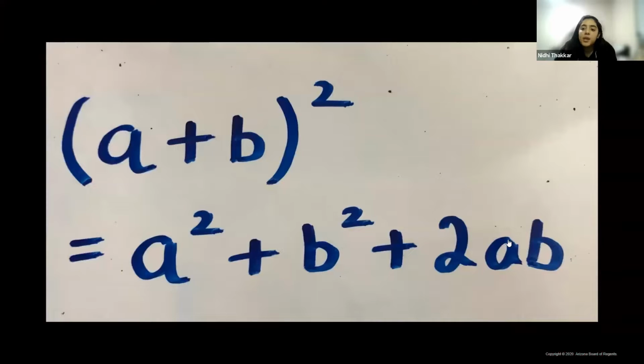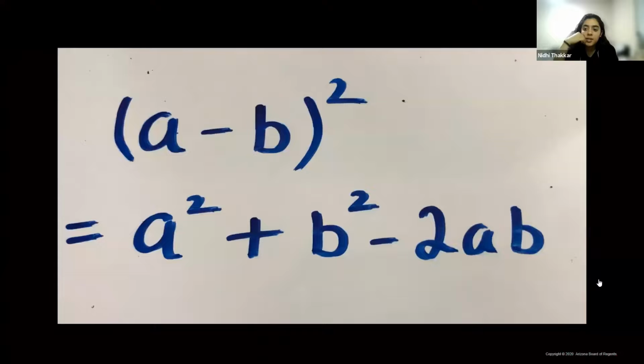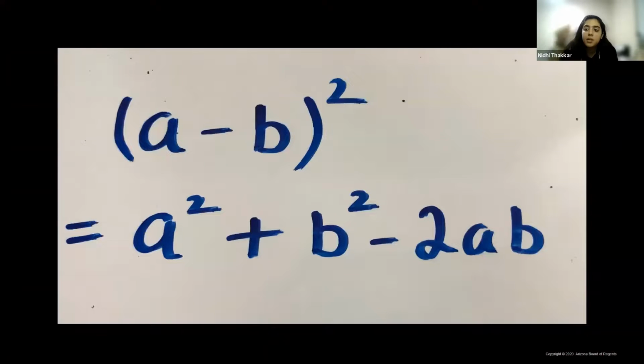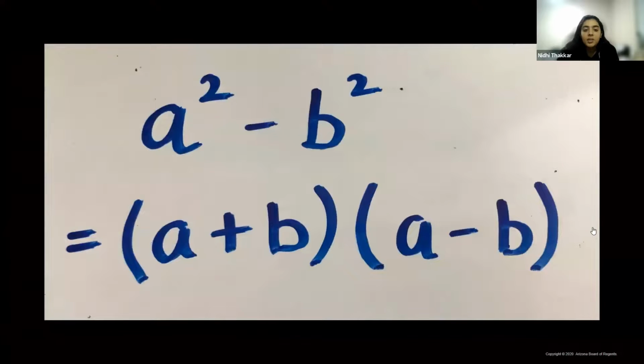So the first one is (a + b) whole square, which is a square plus b square plus 2ab. The next is (a - b) whole square, which is a square plus b square minus 2ab. So there's a little difference. It's plus 2ab and minus 2ab. And another one is a square minus b square, which is (a + b)(a - b).